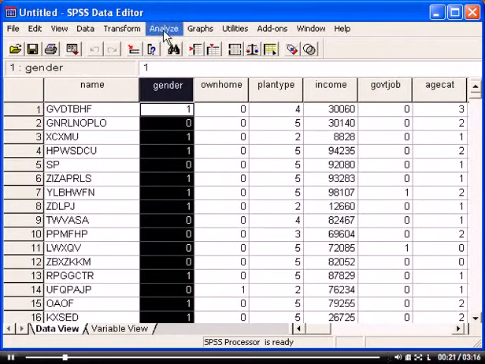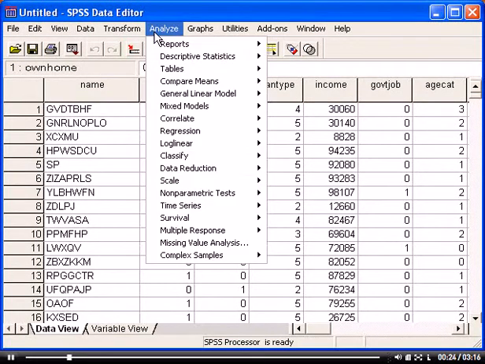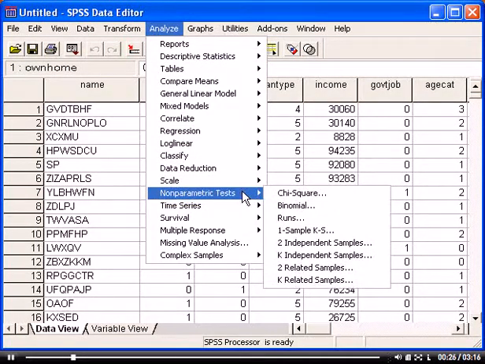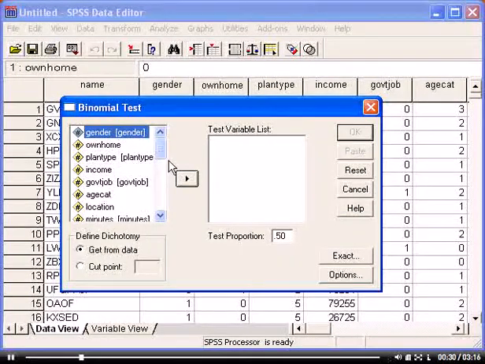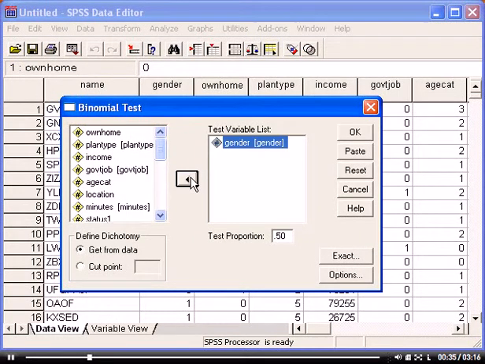So I'm going to go to Analyze. You don't have to highlight it, but I'm just going to go Analyze, and I'm going to go Non-Parametric Tests. I'm going to go to Binomial. And I'm going to click on gender, put it over here. And I'm going to look for, is basically the proportion 50%? You know, are men 50% or are women 50%? It's going to test that. And then that's pretty much all you have to really do. So I'm going to click OK.